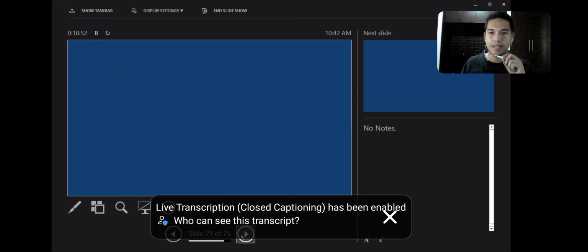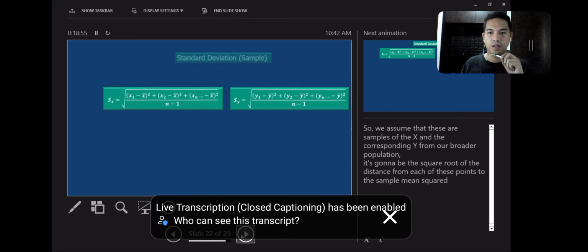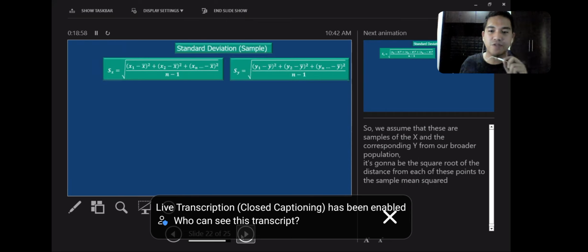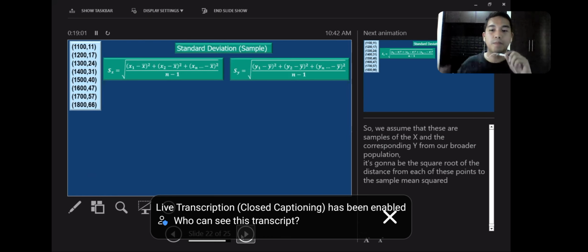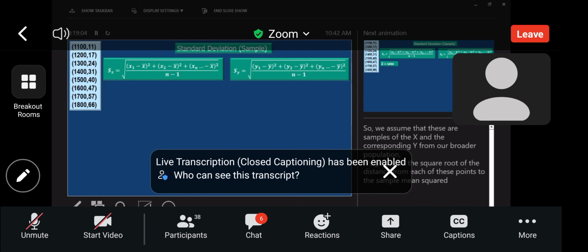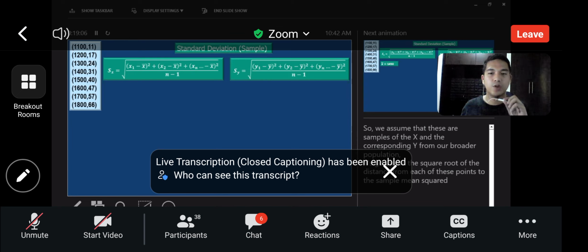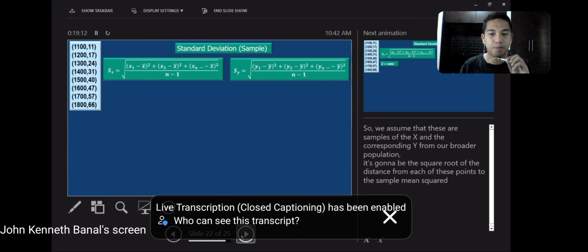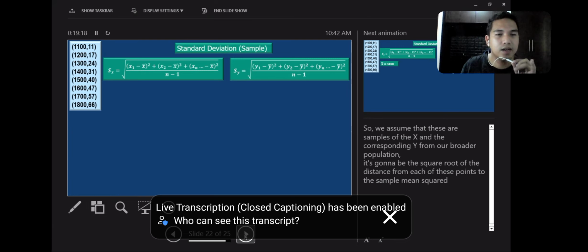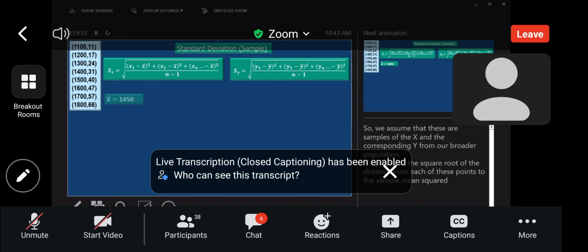Next, let's go to the standard deviation. We assume that these are samples of X and the corresponding Y from a broader population, which is why we took a sample. The formula is the square root of the sum of the squared distances from each point to the sample mean, divided by the sample size minus 1. So the standard deviation of x is the square root of x1 minus x bar squared, and so forth, divided by n minus 1.